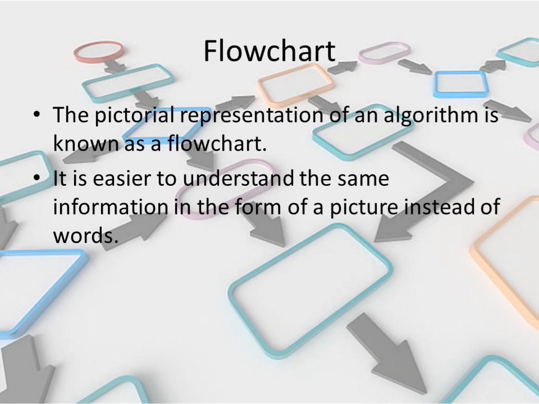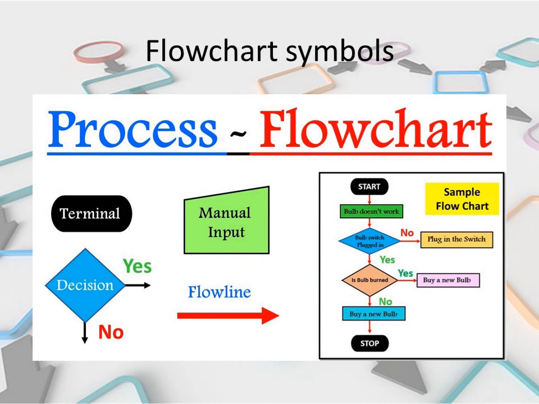Now what is a flowchart? The pictorial representation of an algorithm's steps is known as a flowchart. It is much easier to understand the same information in the form of a picture instead of words, and in that condition a flowchart is more suitable. Now what are the flowchart symbols? There are so many symbols given here which we can use in a flowchart.